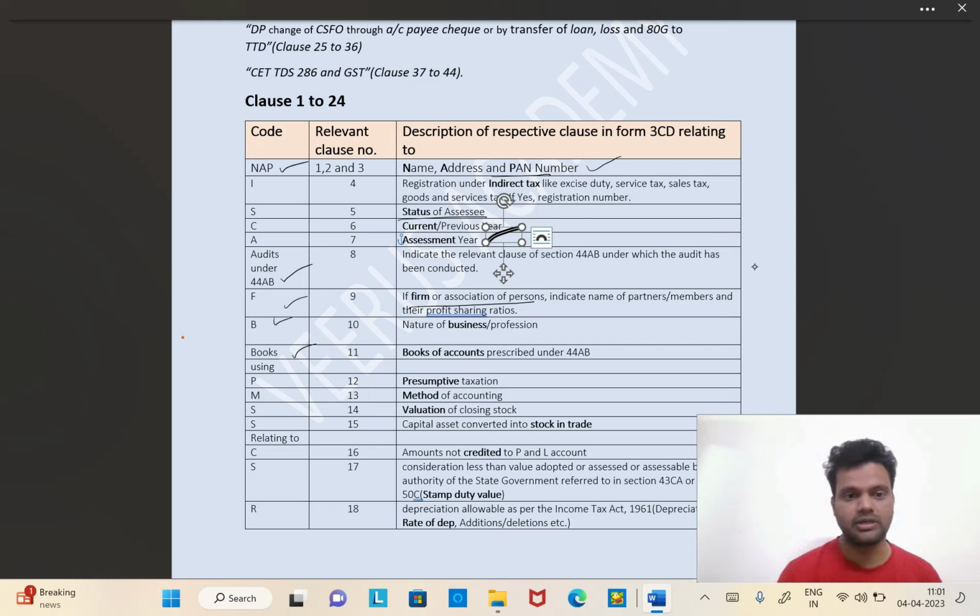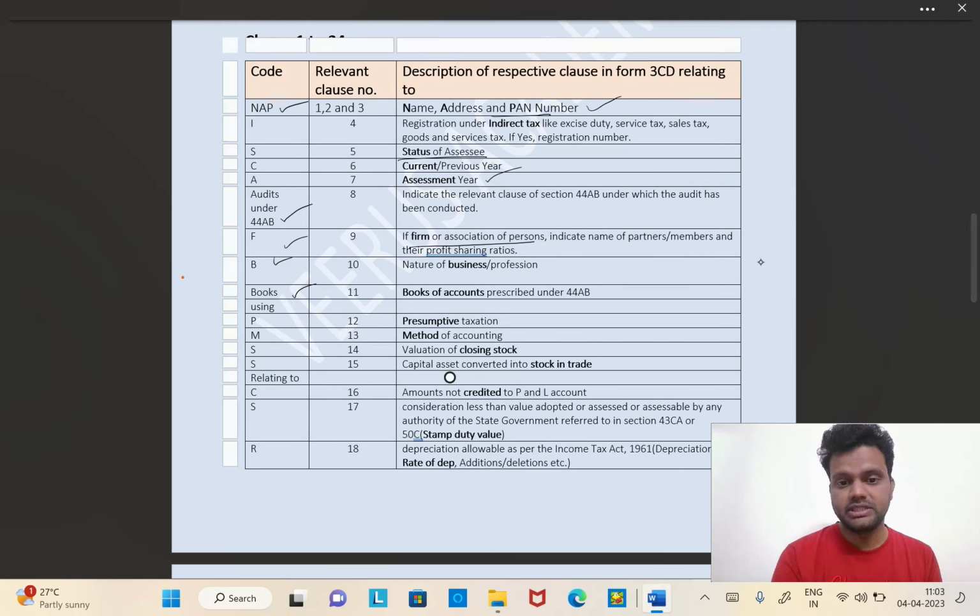NAP ISCA is over. Now audit under 44AB. We need to mention the relevant clause of the tax audit, that is, audit under 44AB. Okay, FB. F means firm or association of persons and their profit sharing ratios. B means business, that is, nature of business. If you see here, for each word I highlighted the respective word in the clause so that you can actually refer: F is firm, B for business, like that.